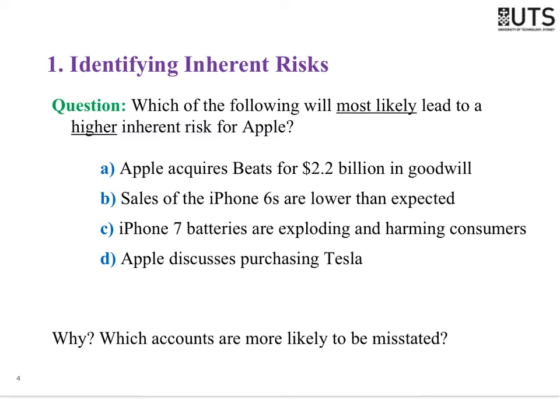So let's do this. Now, whichever one you think it is, just raise your hand to it when I ask. Please vote. This is not assessable, right? This is just seeing how learning is happening in the classroom. So here we go. Please raise your hand if you think that the one that results in the highest inherent risk is the first one. Apple acquiring Beats for $2.2 billion in goodwill. Raise your hand. Are you sure? Okay, one person. All right. 1.5? Yeah, okay, 2. Second one, sales of the iPhone 6s are lower than expected. Okay, a few more. Oh, okay, interesting. C, the iPhone 7 batteries are exploding and harming consumers.